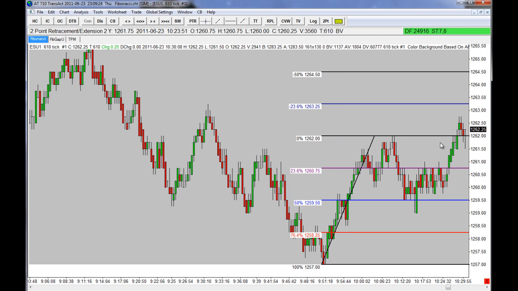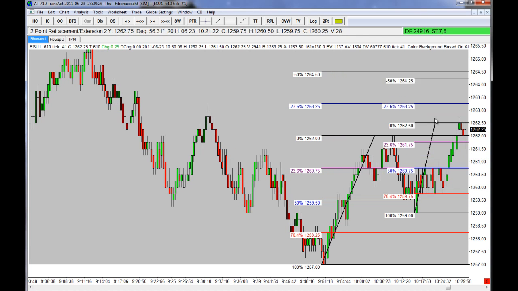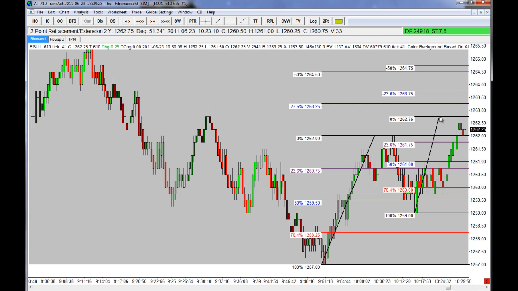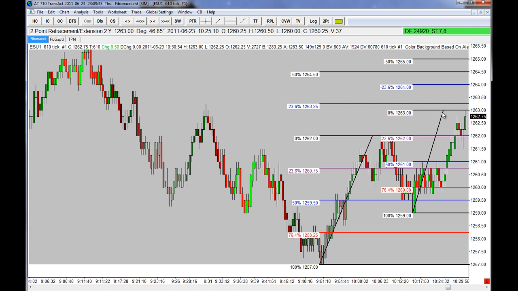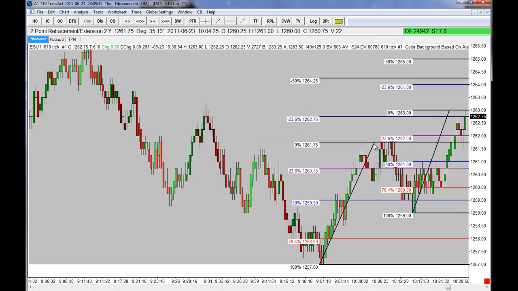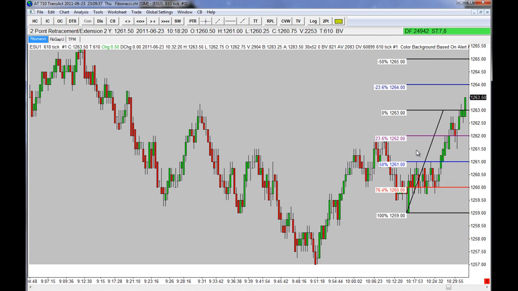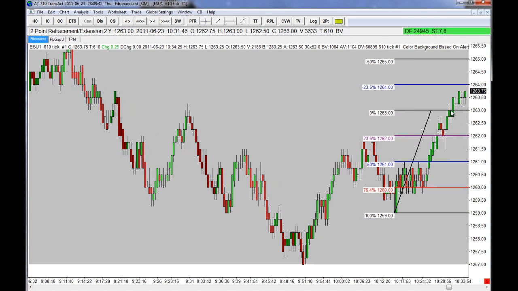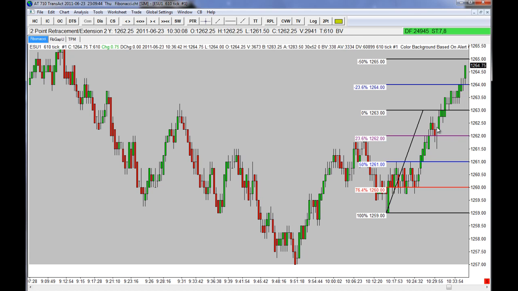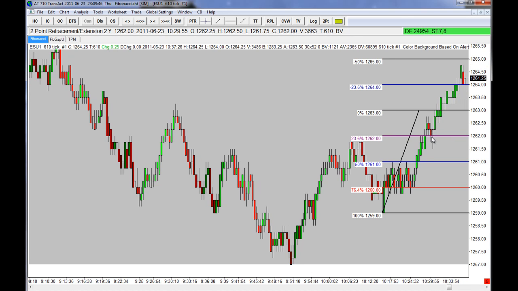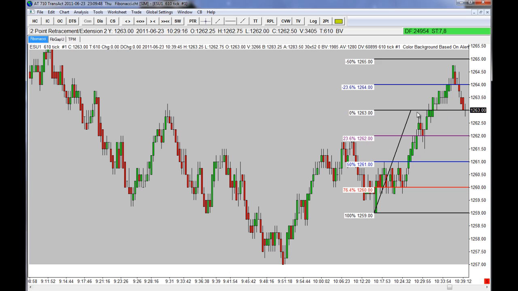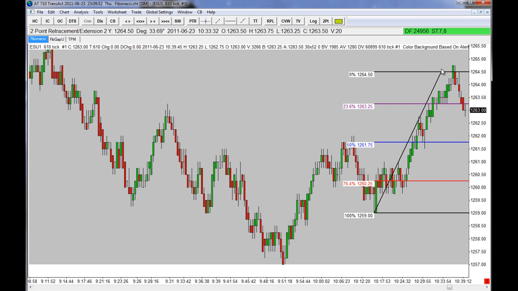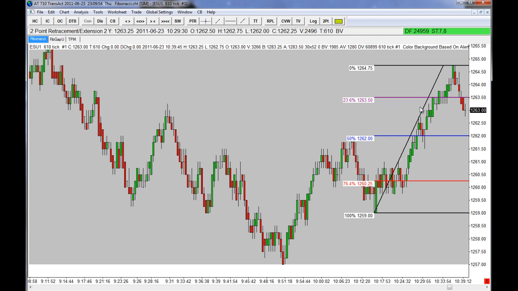Then price went above the 0% level, so I was looking to draw a new fib. It needed to go up at least to 12.63, which it did right there. Okay, then it went above the 0% level to negative 23.6. Then retraced back to 0. So just moved the 0% line.